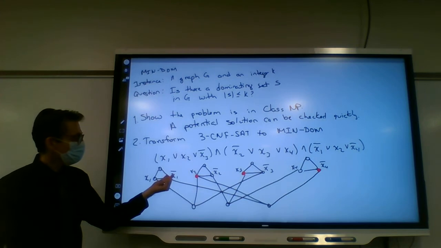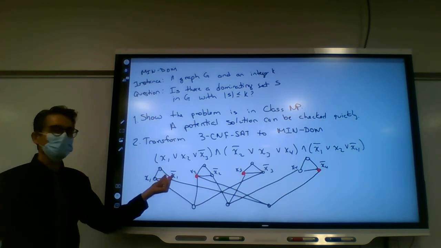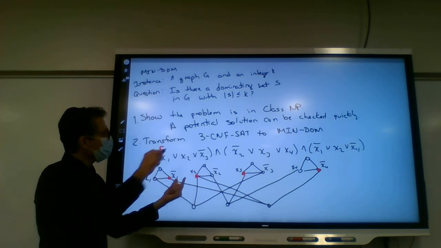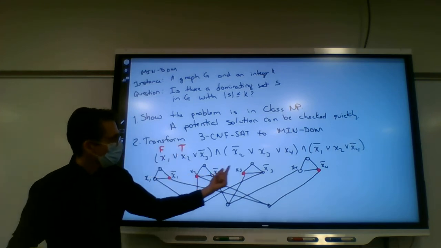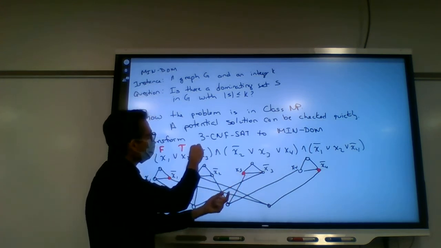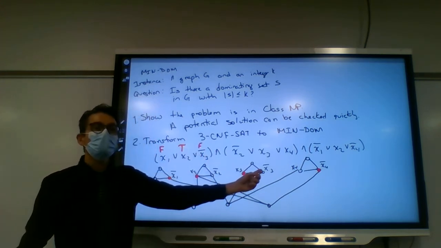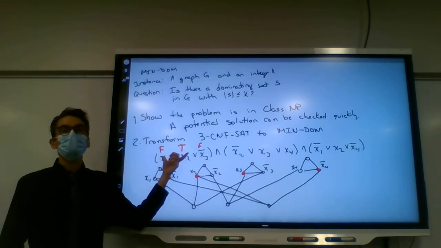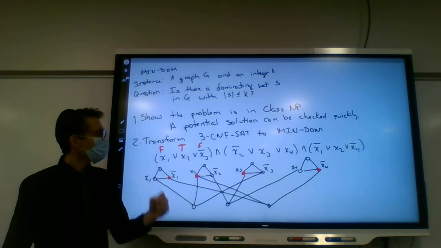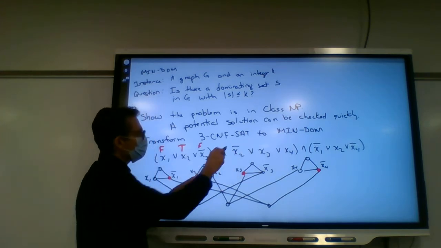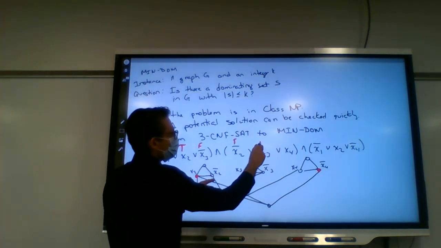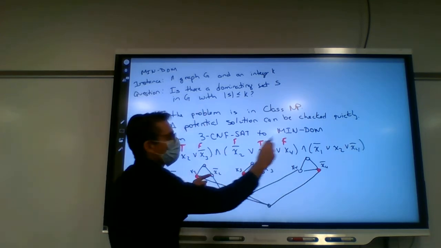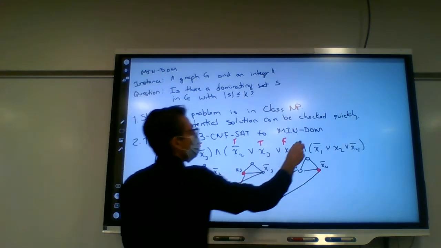So here, not x1 is true. That means x1 is false. x2 is true. This is false. But what is this whole parentheses? This whole set of parentheses is true. All right, let's look here. This is false. That's true. x4 was false, but this is still true. What about over there? We have true.